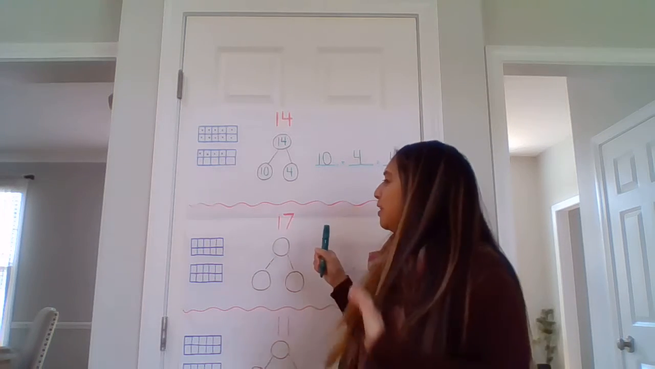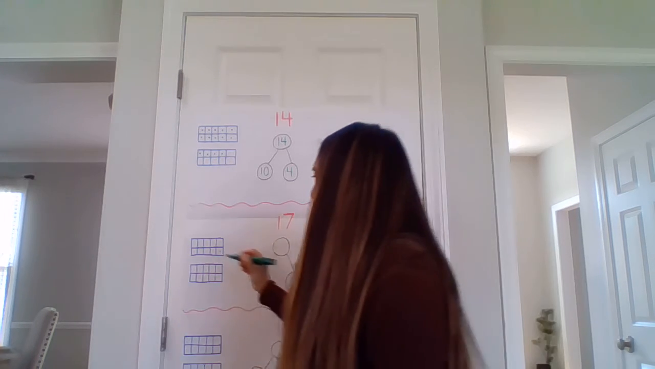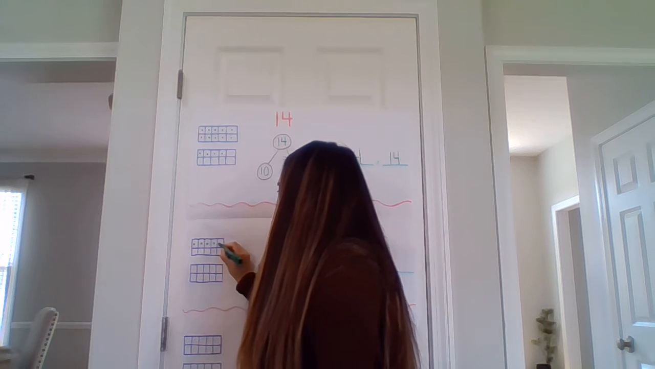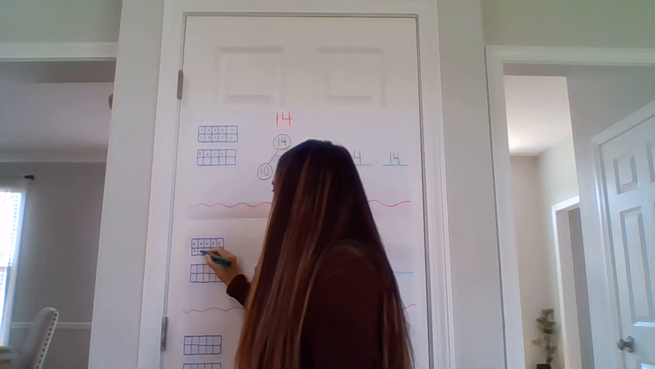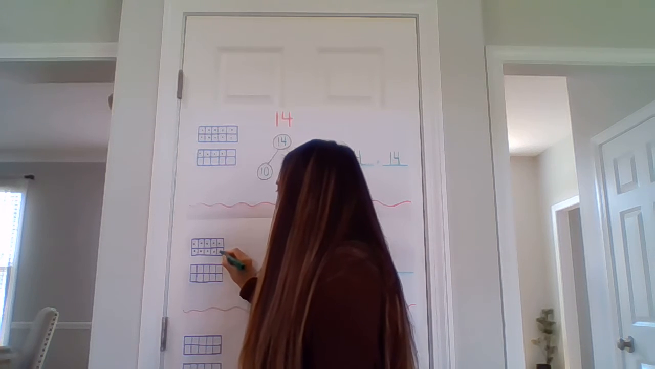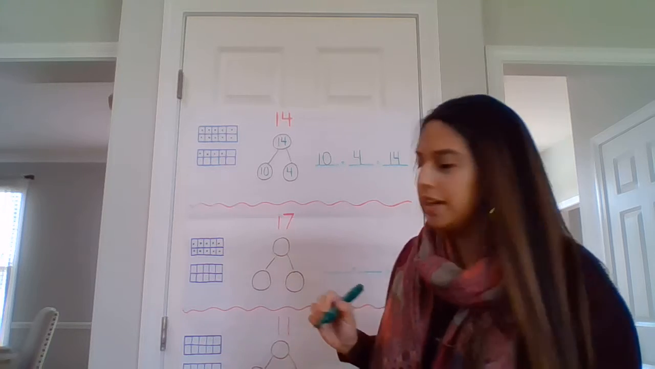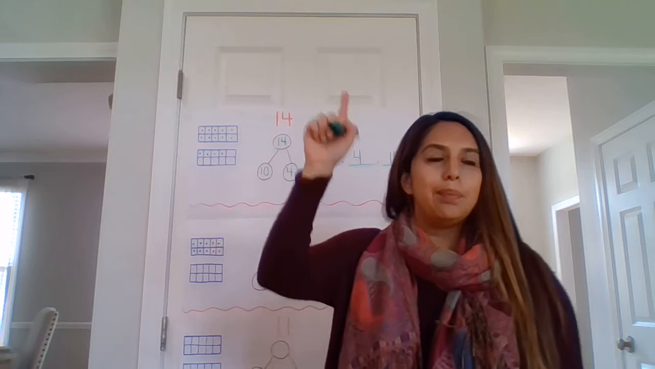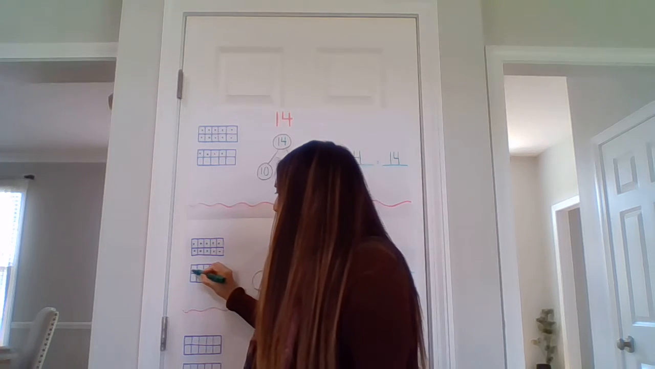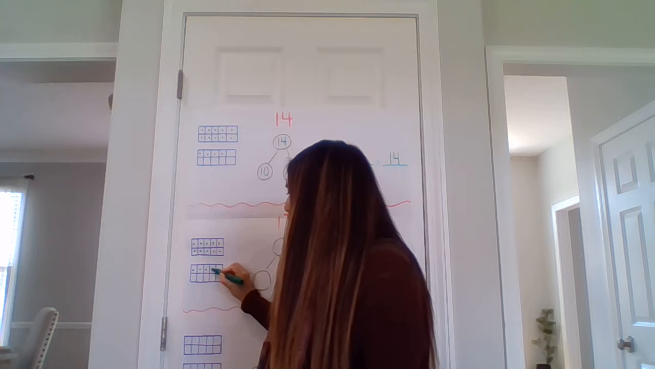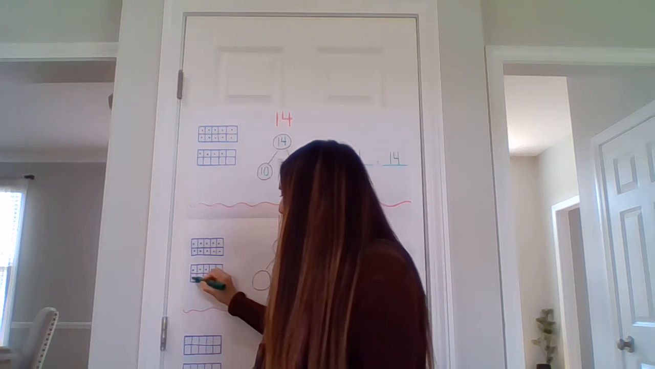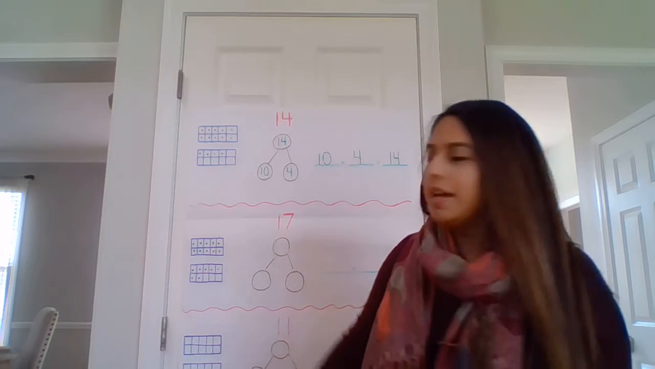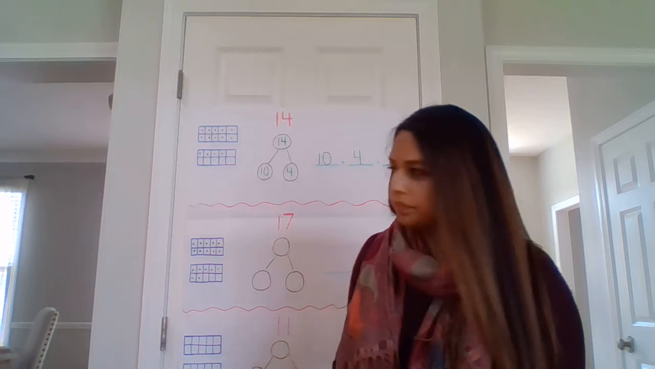All right, so my next T number is 17. So again, we're going to fill up that top 10 frame with my group of 10. 1, 2, 3, 4, 5, 6, 7, 8, 9, 10. So again, I have my group of 10. Now I need to add my ones. So putting 10 in my head and counting up to 17: 11, 12, 13, 14, 15, 16, 17. So 10 in my top 10 frame, 7 in my bottom 10 frame.